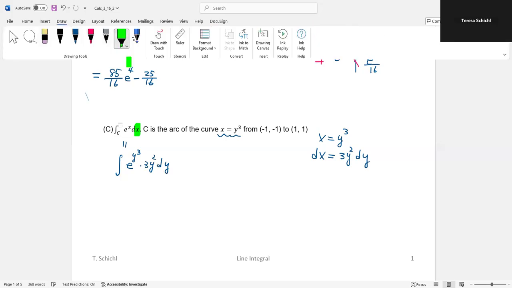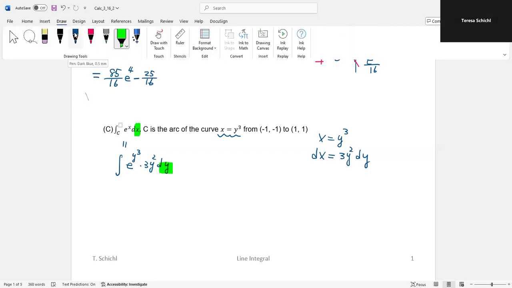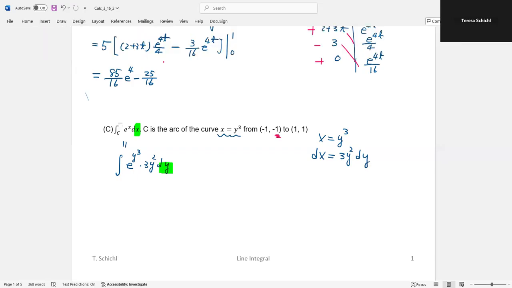So see here, now this is dy, so I'm integrating with respect to y. Where is the y value from this point to this point? So my y value is -1 to 1. You see here, that's why I'm integrating this curve with respect to x, so I'm doing the dx. But in here, I know that x equals y cubed, then dx equals 3y squared dy.